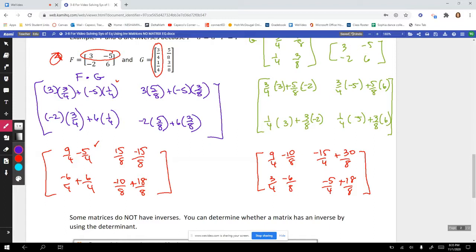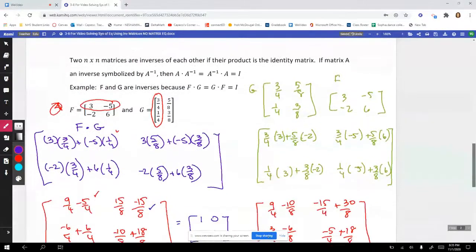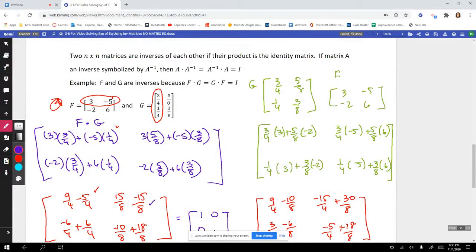9/4 minus 5 over 4 gives us 4 over 4, which is 1. On the bottom here, that gives us 0. Up top, that also gives us 0, and this gives us a 1. That's if I multiply F times G. Now, I'm going to do the opposite here, and I multiply G times F.